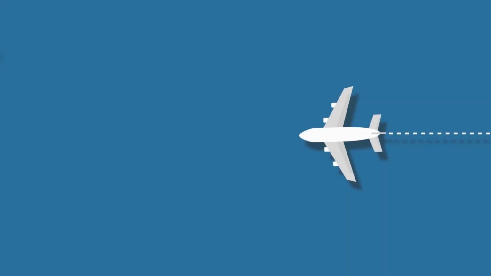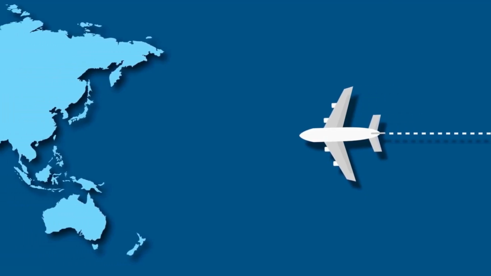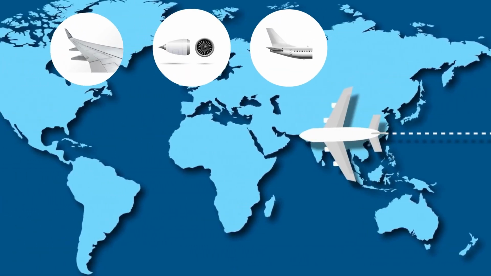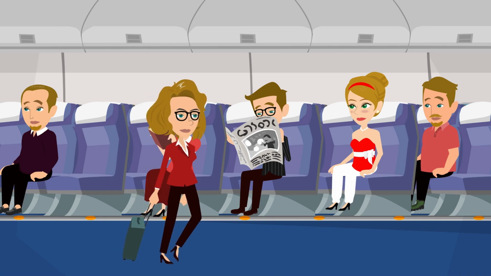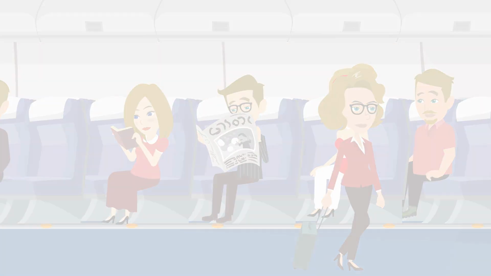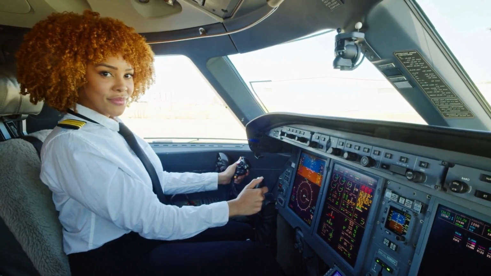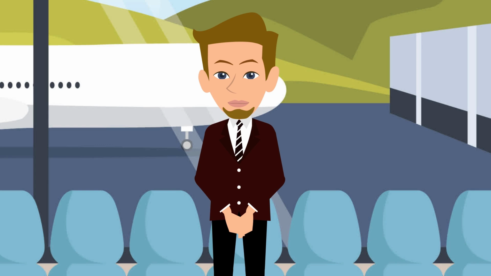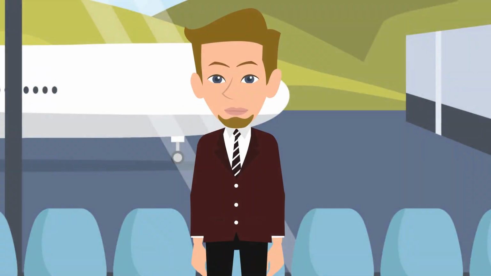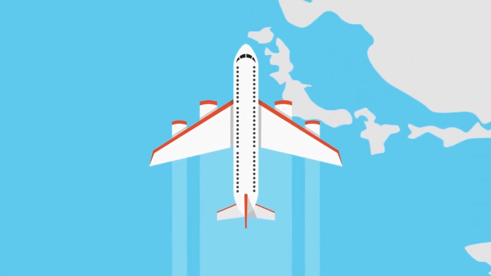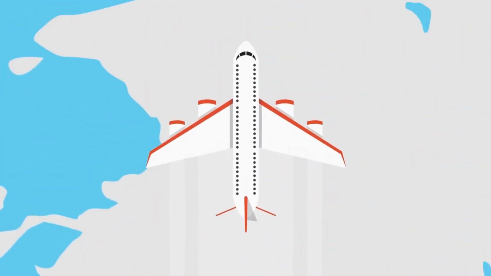Fuselage. The fuselage of the airplane is a long hollow tube to which all components, such as the wings, engines, and tail, are attached. The fuselage is the long part of the airplane where passengers and luggage are transported. It also contains the cockpit where the pilots sit. What material do you think the fuselage is made of? Usually the fuselage is made of aluminum. This material is as light as a feather, but don't be fooled because it is extremely sturdy.